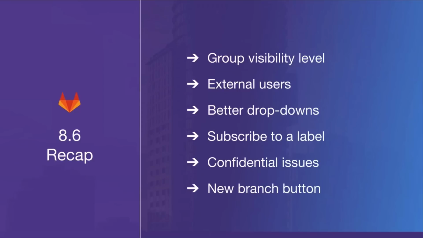Then the sixth feature in 8.6 is the new branch button, which is not revolutionary, but which will cut a couple of steps from a very common workflow if you like to work using the web interface. For example, at GitLab, we manage our entire website and our blog using the web interface because a lot of non-technical people are working on this as well who do not necessarily have Git set up locally or are not as happy working with the command line as they are with the web UI.